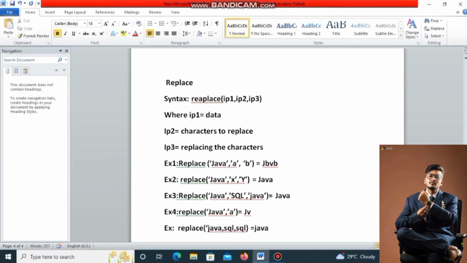Okay, don't get confused, this is simple and easy to understand. Once again go through these examples so that you can understand very well. And now I am going to start the other topic, substring.